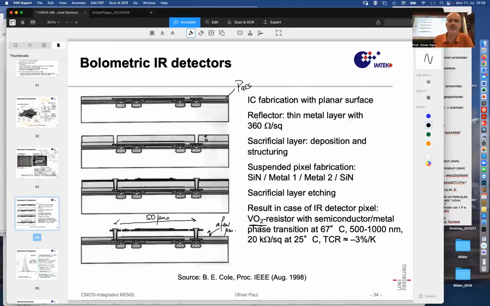So what is the purpose of this reflector? If infrared radiation comes in, ideally it is absorbed in the absorber. But part of it is also going through. And if there is this reflector, it is reflected back and then gets a second chance of being absorbed. This is a simple way to boost the sensitivity by giving the light a second chance to be absorbed. Solar cells use that a lot, actually.